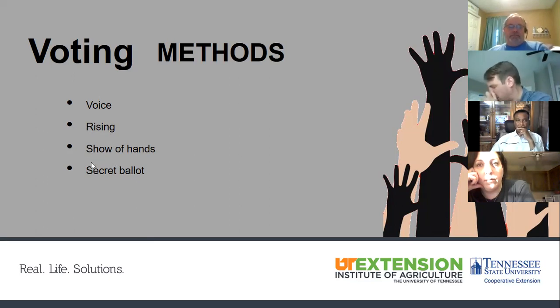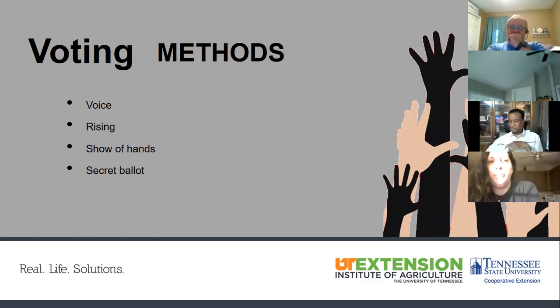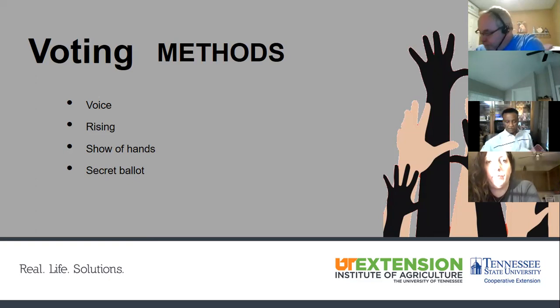And the most accurate way would be a secret ballot. That's a lot of times used in elections, where we may have a ballot and we have everyone write down the name or check the name on a pre-printed ballot.